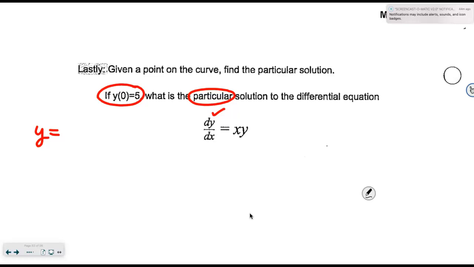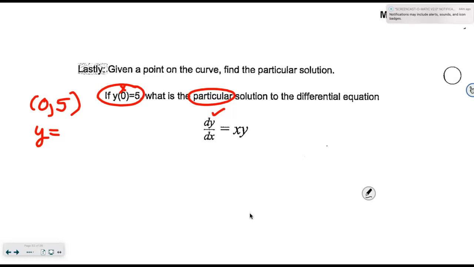All right. So I need to force mine when I put in an x into my y function. A 0, a 5 has to come out. That's going to help me find C. So my answer is y equals something, I don't know. When I put in a 0, a 5 has to come out.